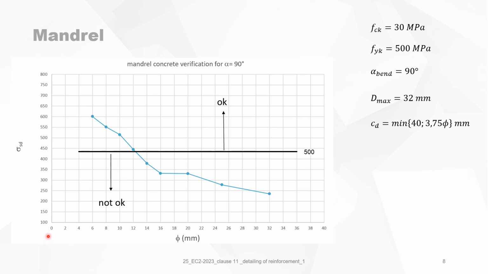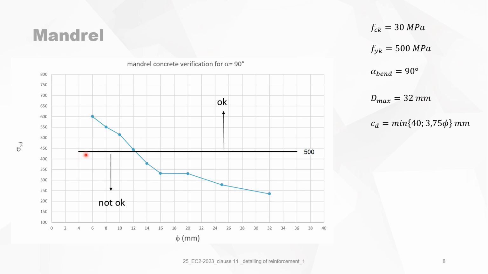Well, now we can look at this graph. On the x-axis is the diameter used, from 6 up to 32 millimeters. And the maximum steel stress allowed to avoid crushing of the concrete is given on the y-axis in megapascal. This is the limit for sigma SD for a yield strength of 500 megapascal. So this value is 500 divided by 1.15. It's 435 megapascal. That's the black line.